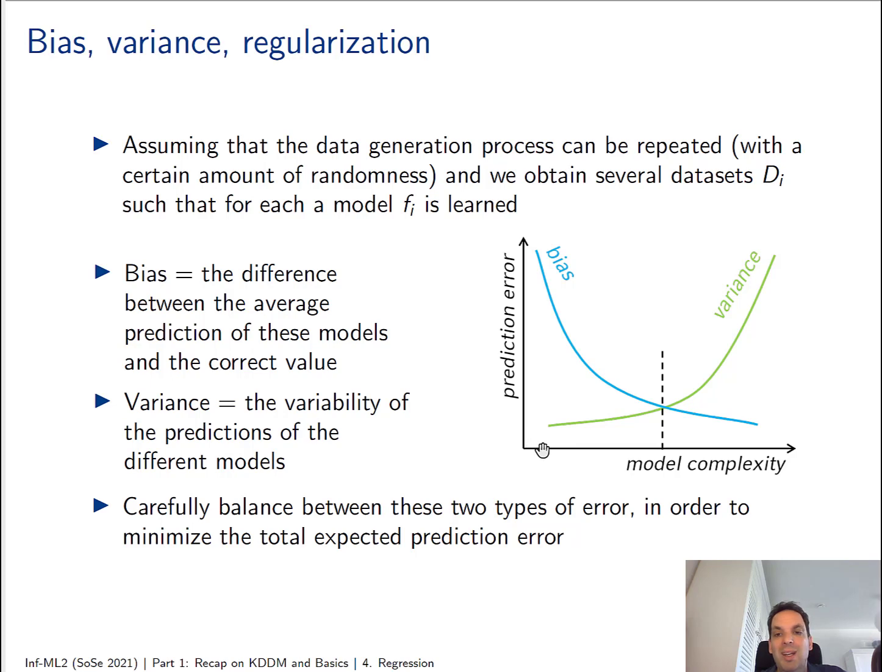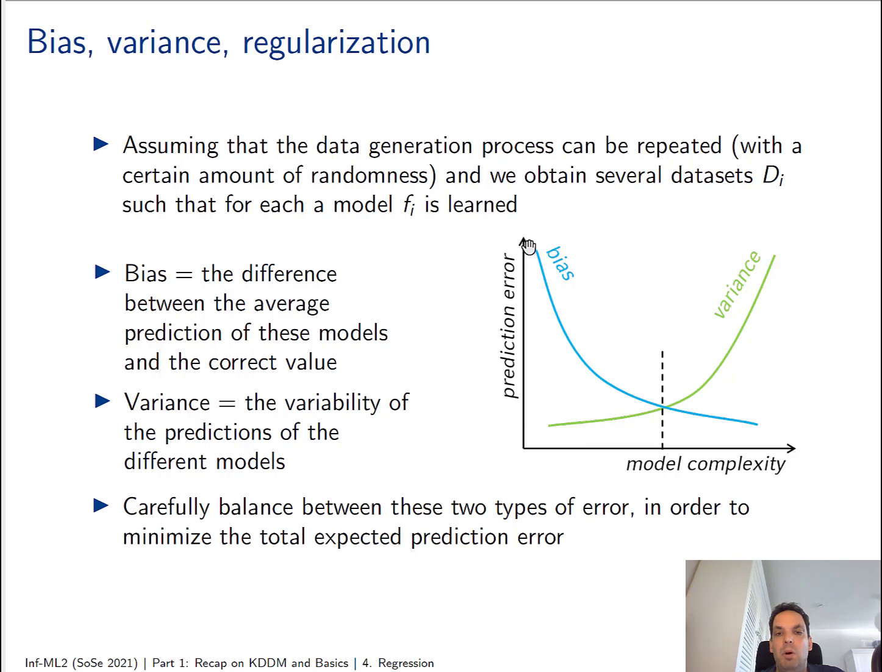And if we increase the model complexity, of course the variance will go up, because the models, the f_i, will be very specific to D_i. So the variability of the predictions of the different models will increase, so the variance will increase, but the bias, the difference between the average prediction of these models and the correct value, will of course decrease.